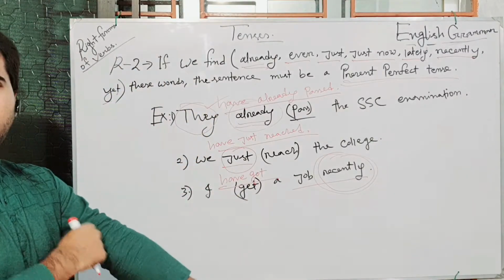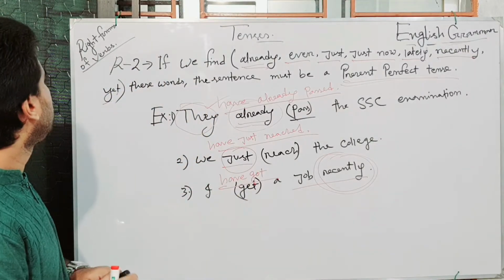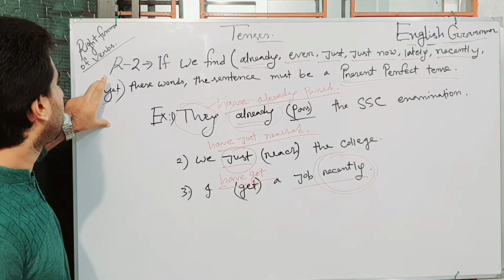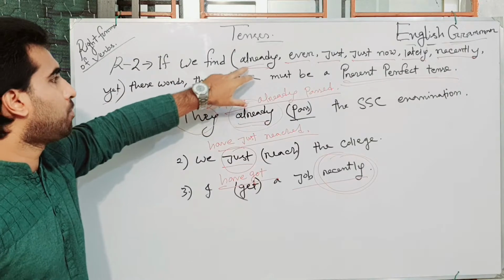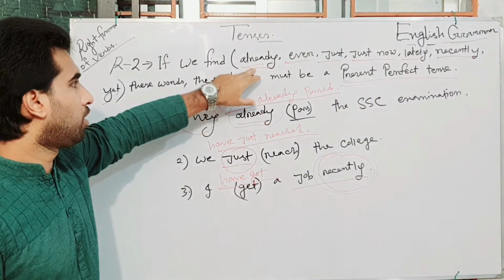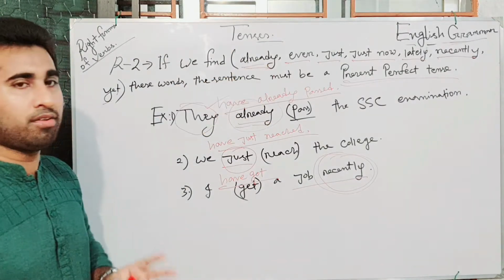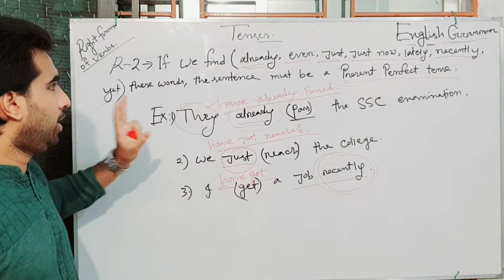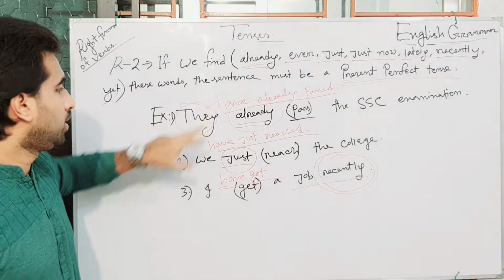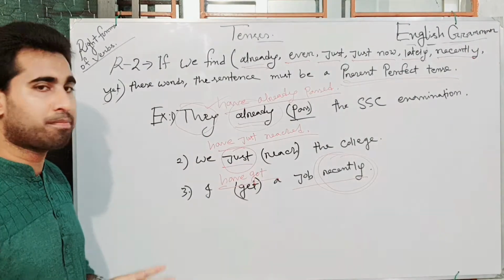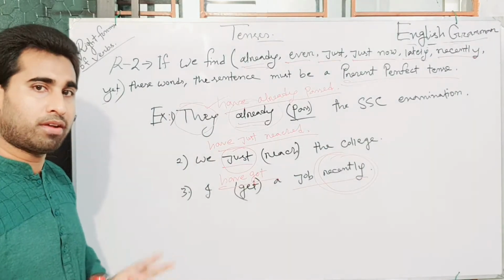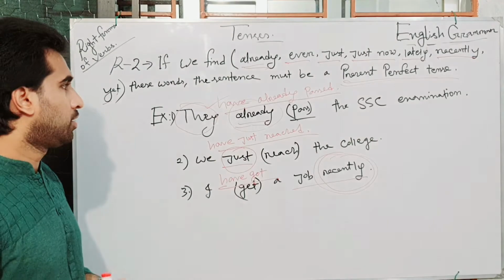So dear followers, I think you are clear about this rule. But you have to memorize these words: already, ever, just now, lately, recently, and yet. If you find these words, you have to use a present perfect tense or present perfect verb in a statement or in a sentence.